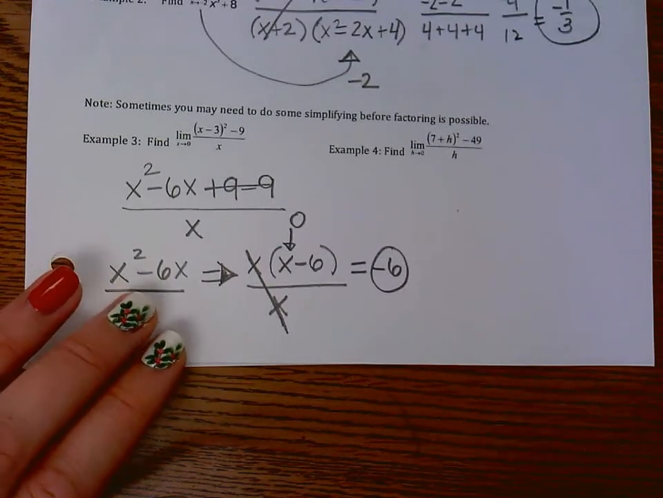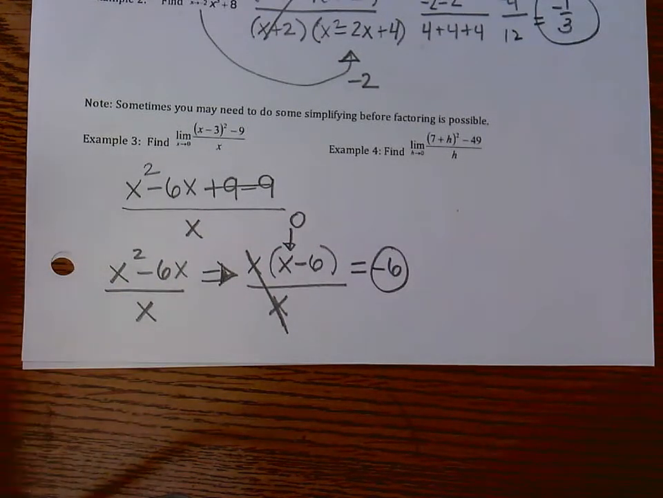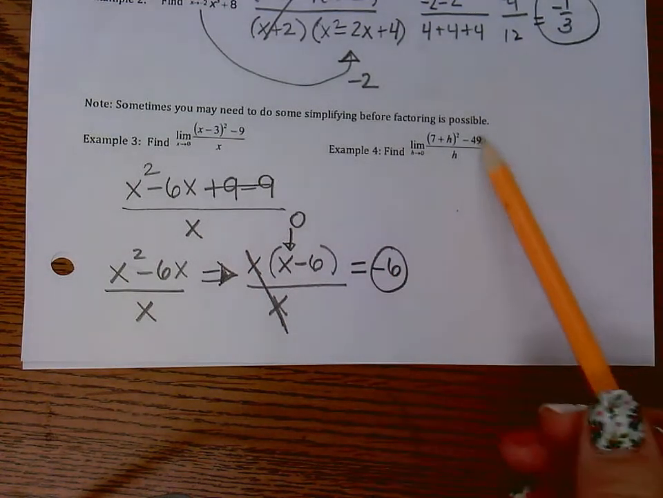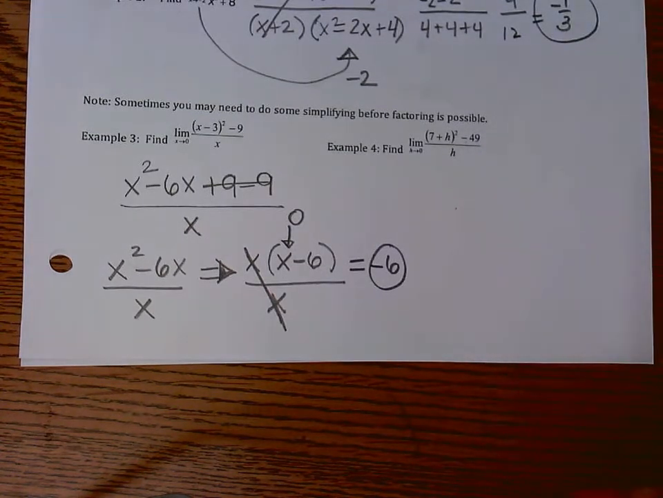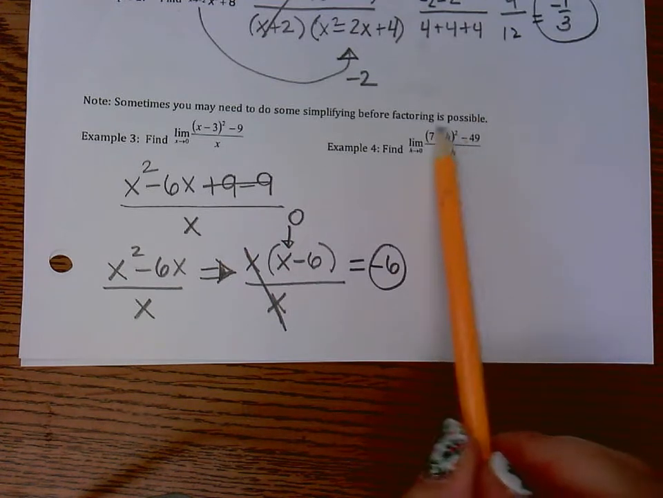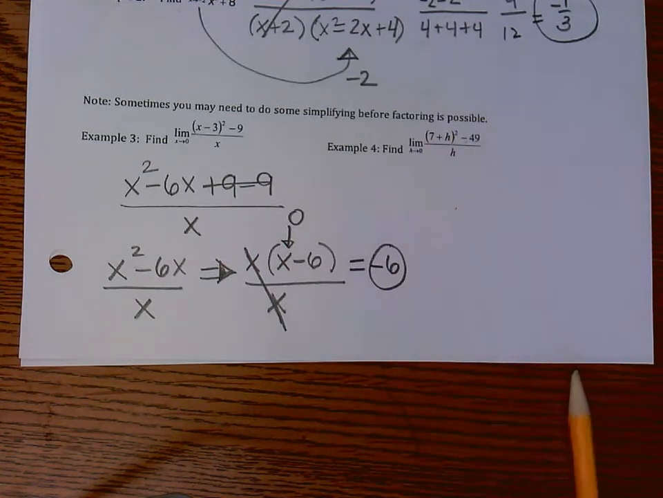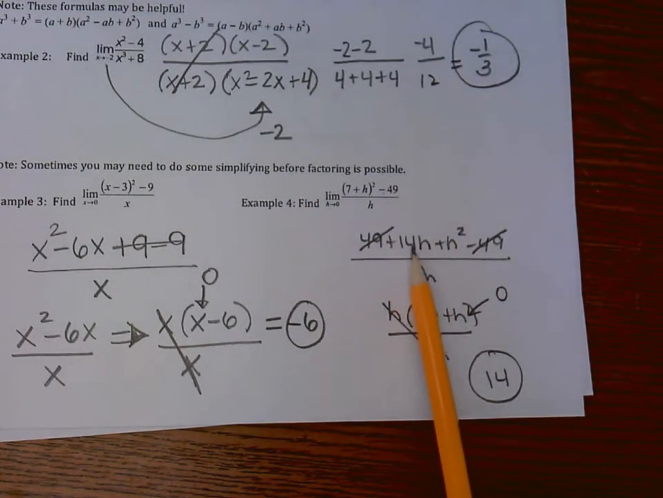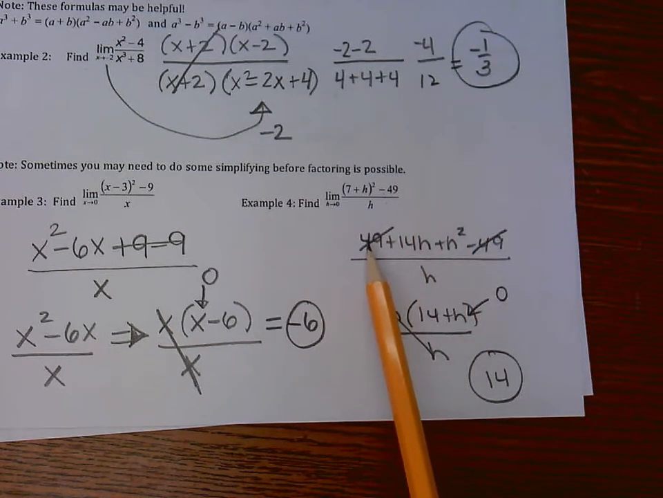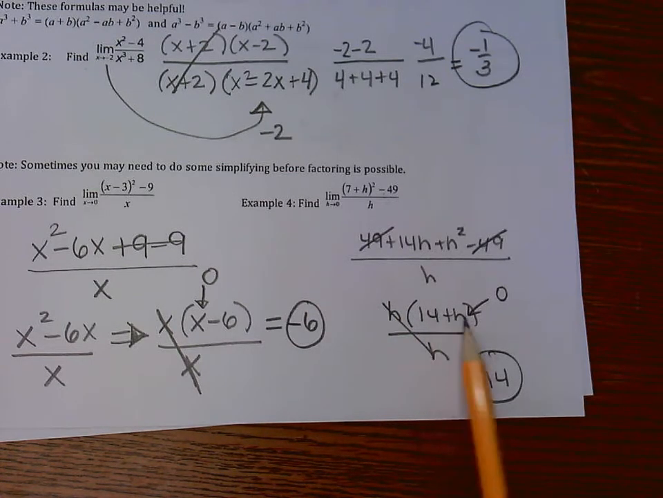Can you do number 4 the same way? It's an h instead of an x because when you start talking about derivatives in calculus, you'll actually see this function again. But this is just what is the limit when h approaches 0. So if you could FOIL out the numerator and factor it the way we just did, you get that 49 plus 14h plus h squared, but the minus 49 adds up to 0 with the positive 49. When you factor out the h, you get 14 plus h left in the numerator. So when you plug in 0, you get 14.